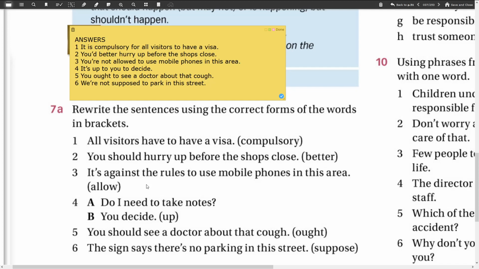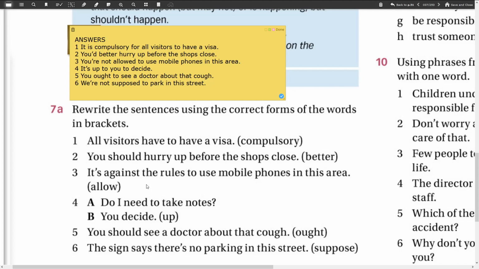Number 1, the original said all visitors have to have a visa, using the modal verb have to. And the alternative is it is compulsory for all visitors to have a visa. The answer sentence, it is compulsory, is probably more formal than the original, have to have.